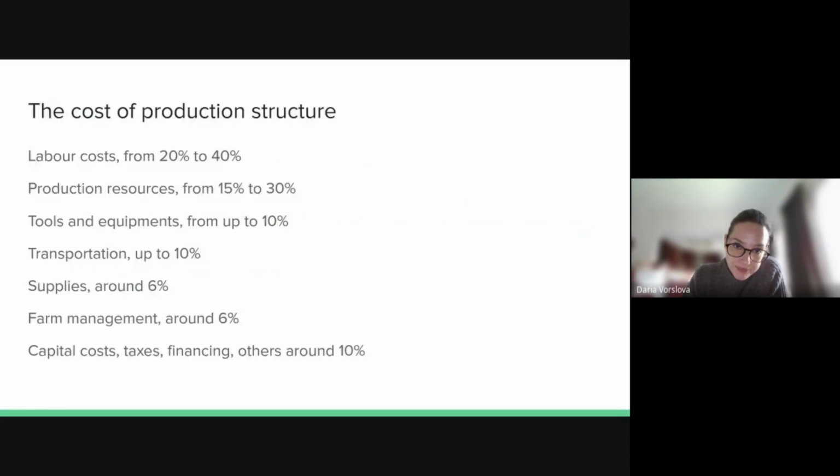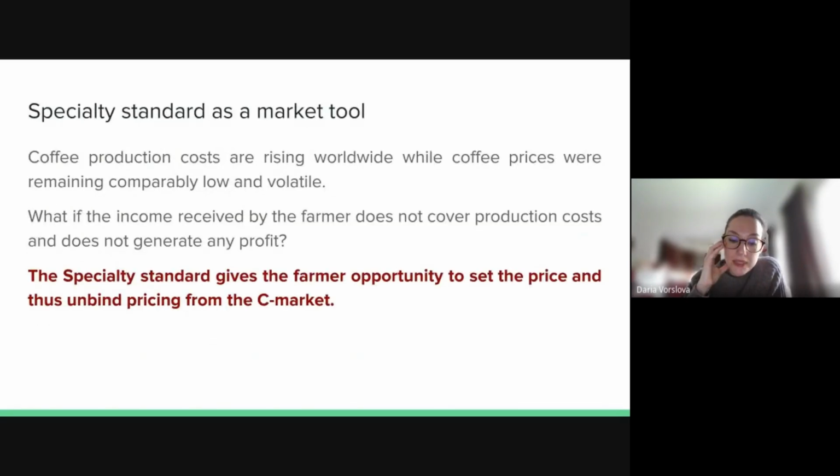Because, as I mentioned, the cost of production grows, so the cost of living and producing grows in origins and producing countries as well as in consuming countries. This is the same trend for all the countries, right?